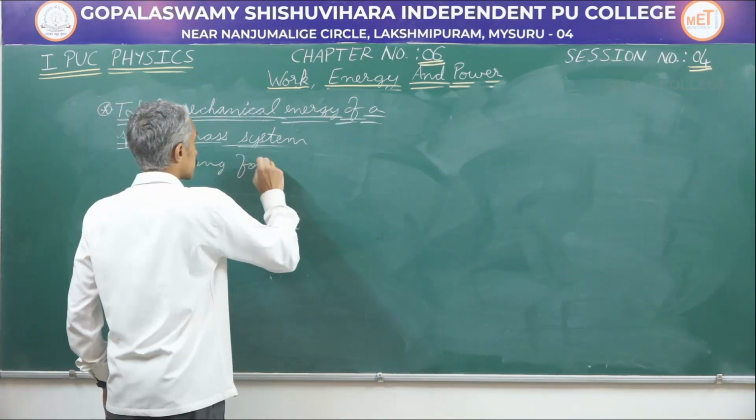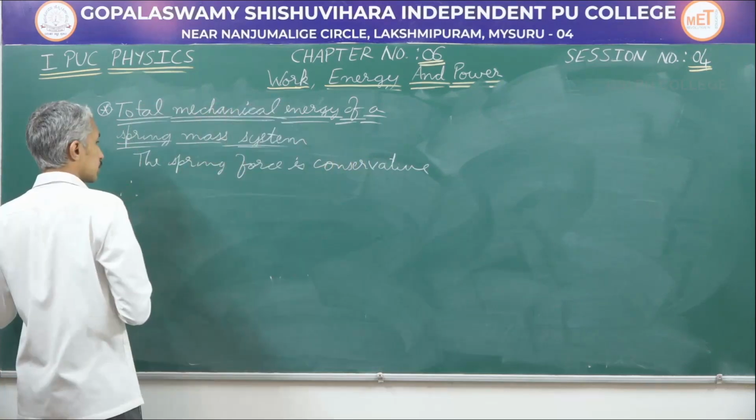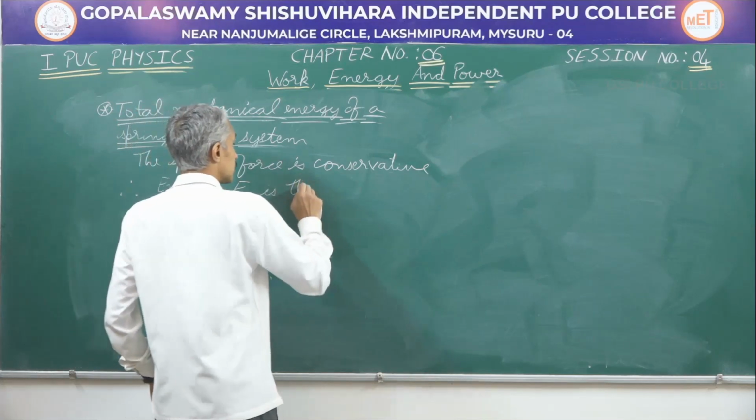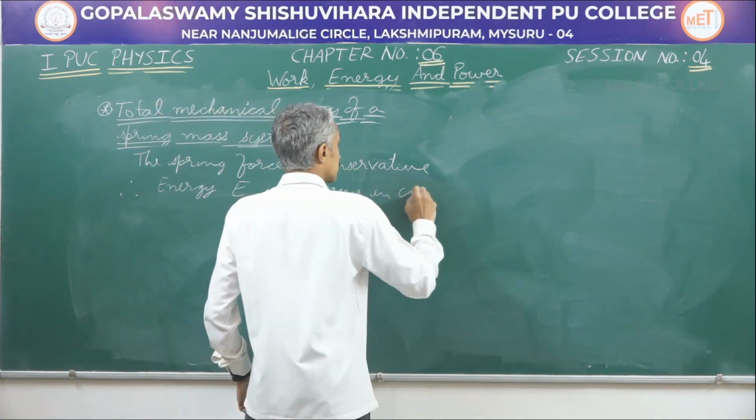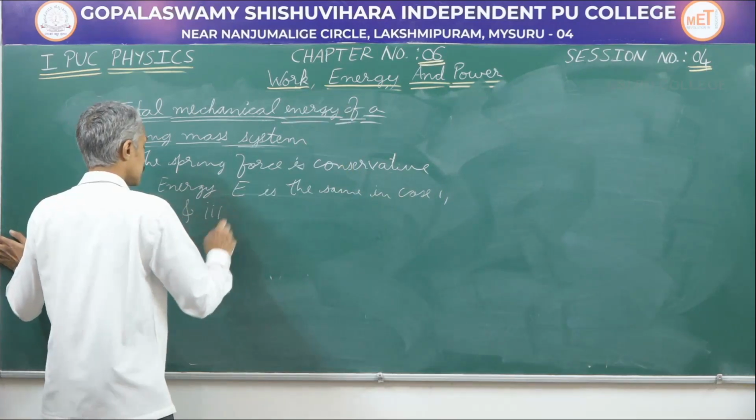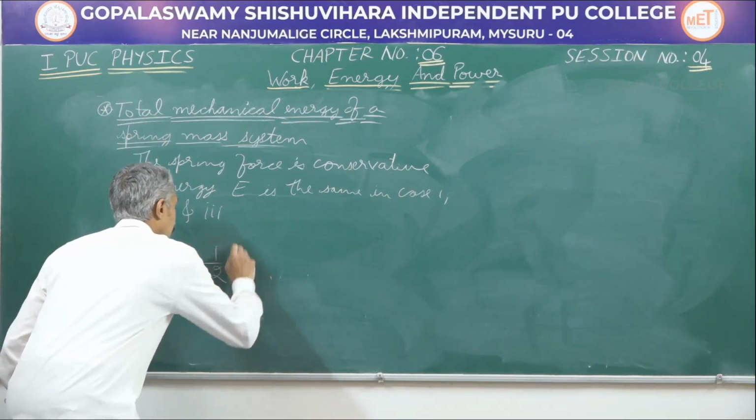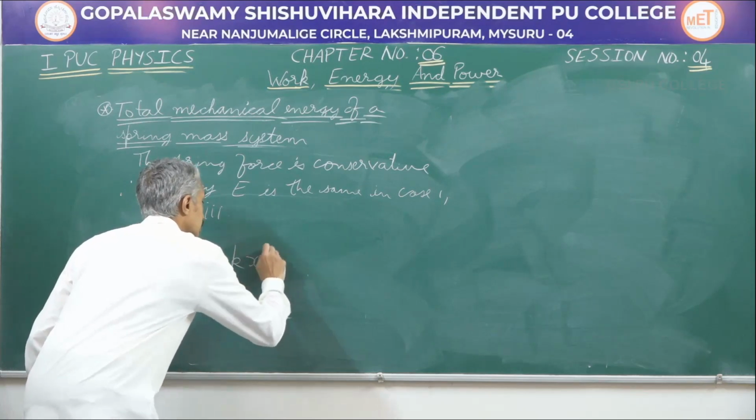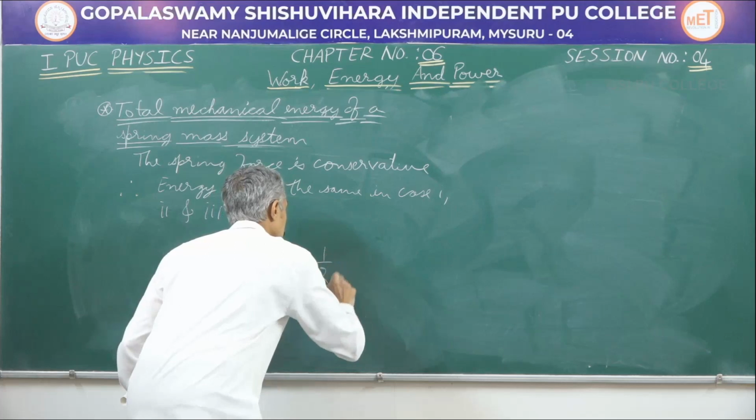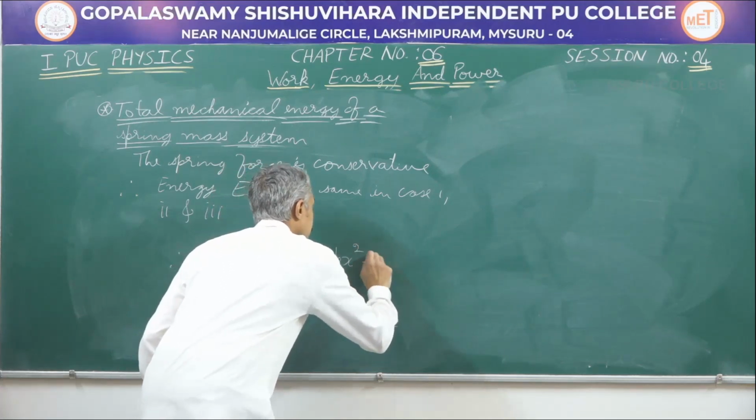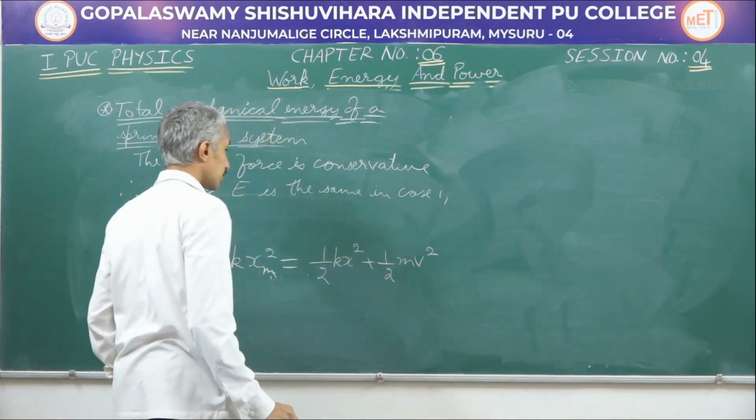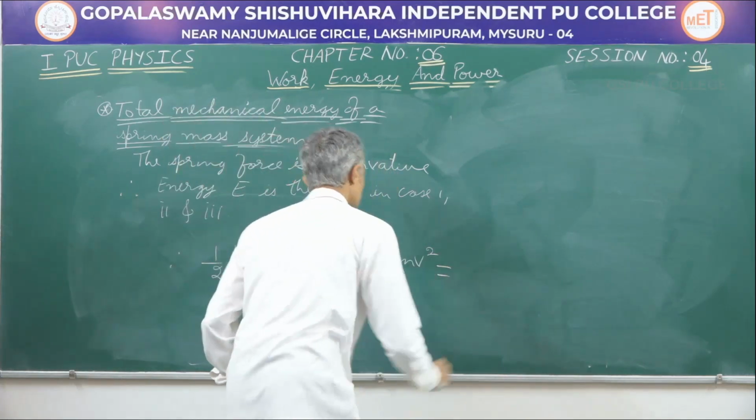The spring force is conservative, therefore, the total energy E is the same in cases 1, 2 and 3. So, half k x maximum square, the maximum potential energy, is going to be equal to half k x square plus half m v square, anywhere in between the extreme and the mean position.